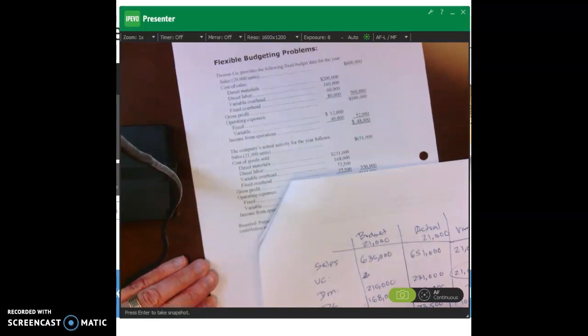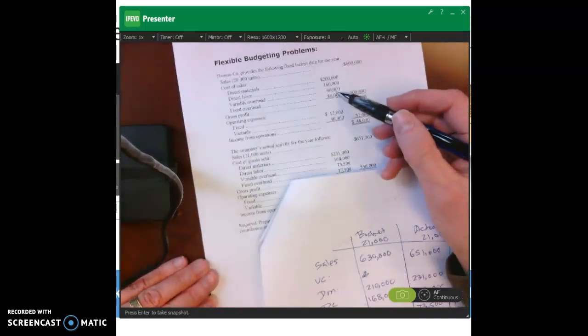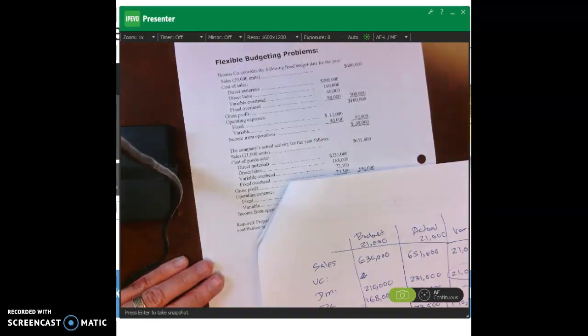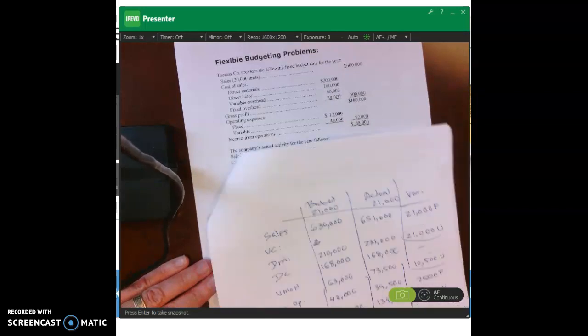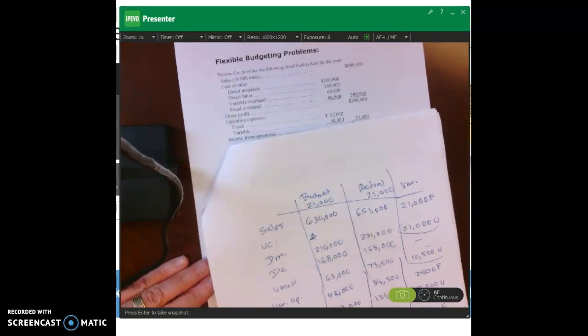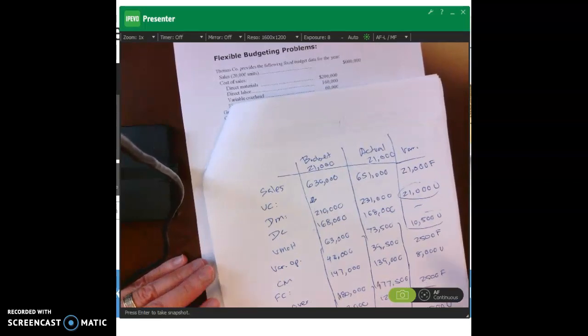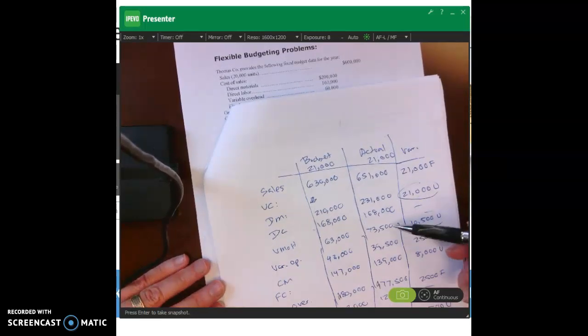With my variable overhead, take my 60,000 divided by my 20,000, multiply that times 21,000. That gives me my variable overhead of 63. And then I pulled in my actual of 73,500. Subtract the two. You can see that actual is higher than budget in terms of expenses, so that's 10,500 unfavorable.